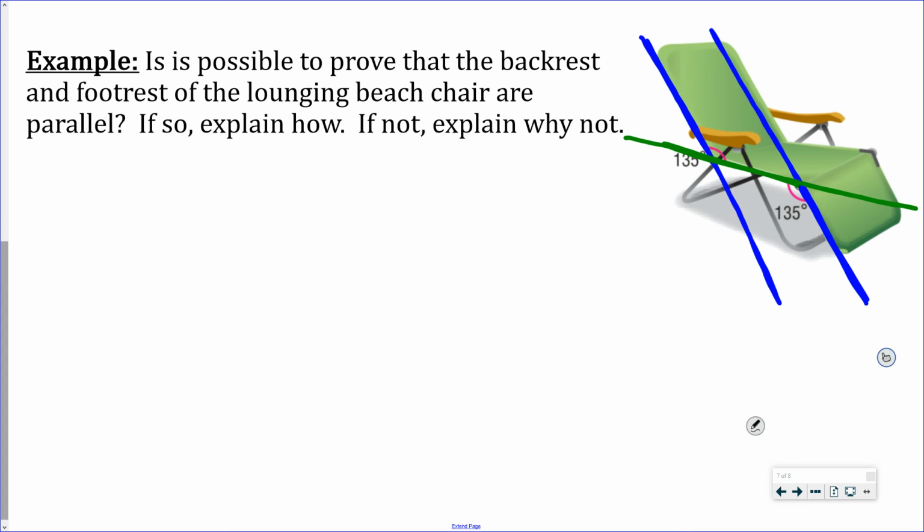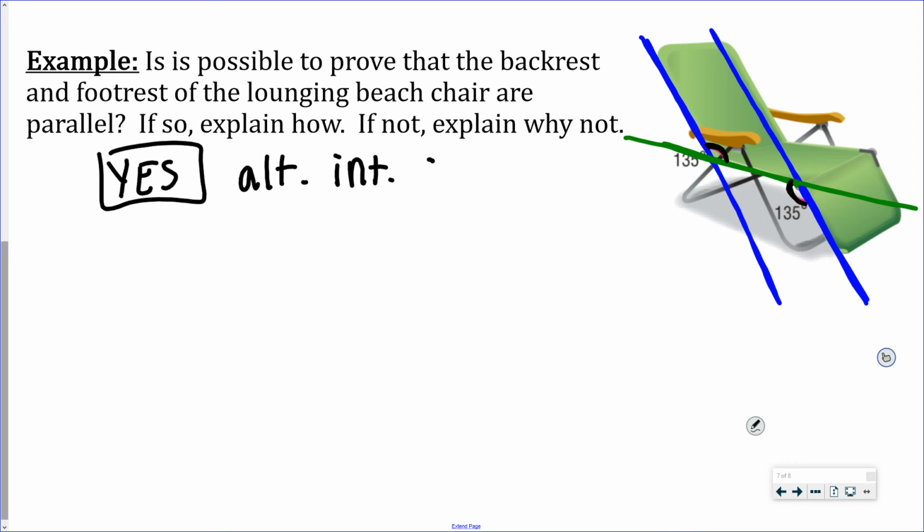All right, so they're showing me that this angle right here with the backrest and the seat is 135 degrees, and this angle right here with the bottom of the seat, so the footrest, is 135 degrees. What's the relationship between those two angles besides that they're congruent? Yeah, they're alternate interior angles. So if alternate interior angles are congruent, then the two lines are parallel. That is the alternate interior converse postulate. That would state, yes, those are congruent.